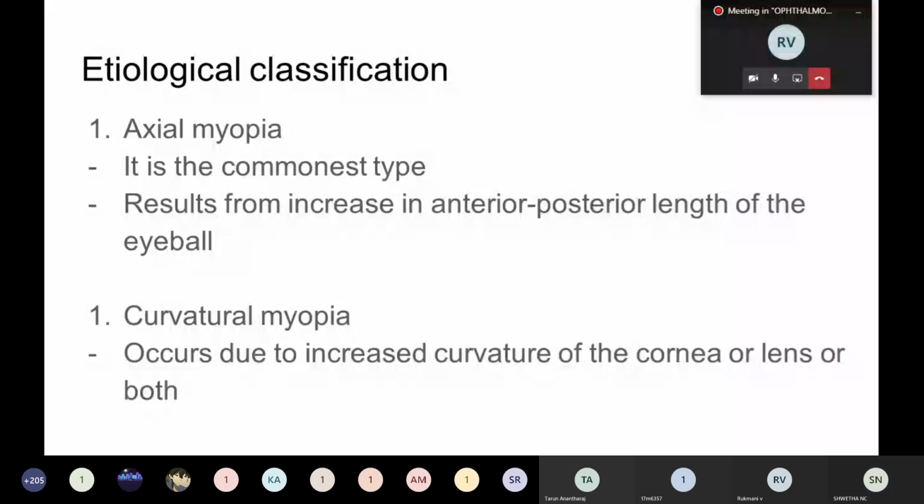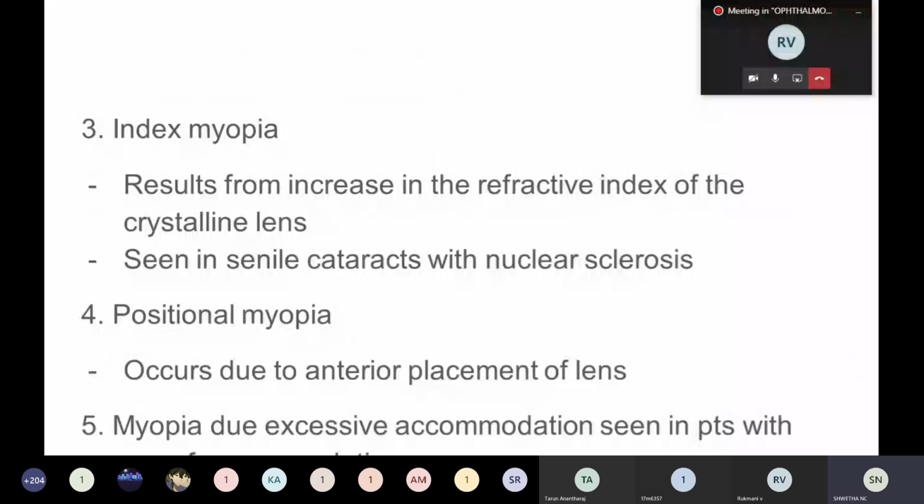Next, we will come to index myopia. Again, from the name, index means the refractive index, mainly of the crystalline lens, the natural lens we have in our eye. There is an increase in the refractive index of the lens. Usually we see this type of myopia in senile cataracts, meaning patients who have cataract, especially nuclear sclerosis, where the refractive index of the nucleus becomes more.